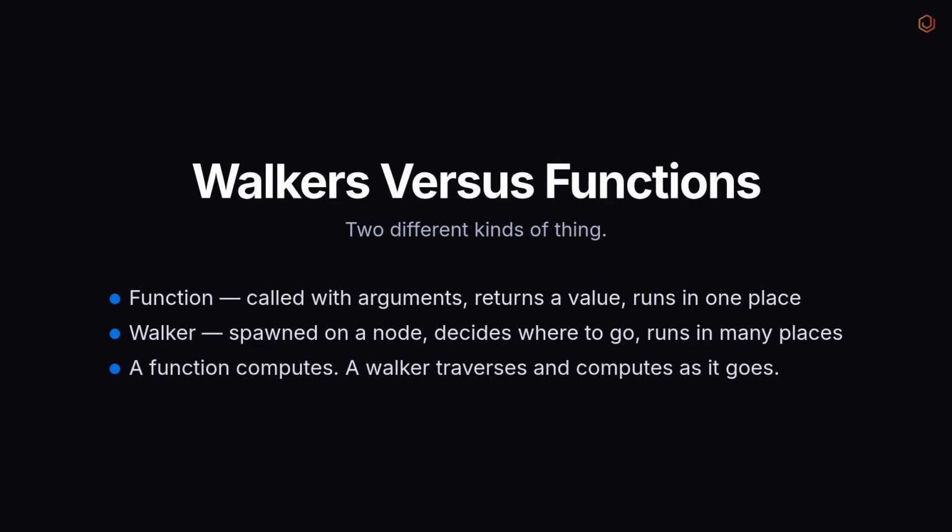A walker is a different kind of thing from a function. A function is called with arguments and returns a value. A walker is spawned onto a starting node, decides where to go using visit, executes at every location it lands on, and reports results back as it goes. A function runs in one place. A walker runs in many.